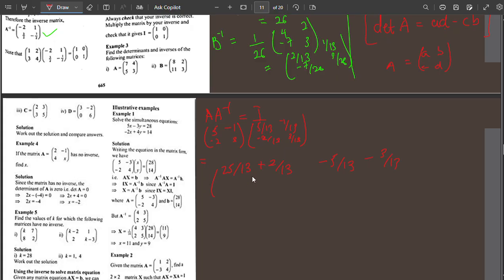Next one, this times this, we have minus 10 over 13, then plus, this time is plus, that will be minus 6 over 13, then 2 times this, we have 2 over 13, then this times this, we get plus 9 over 13.